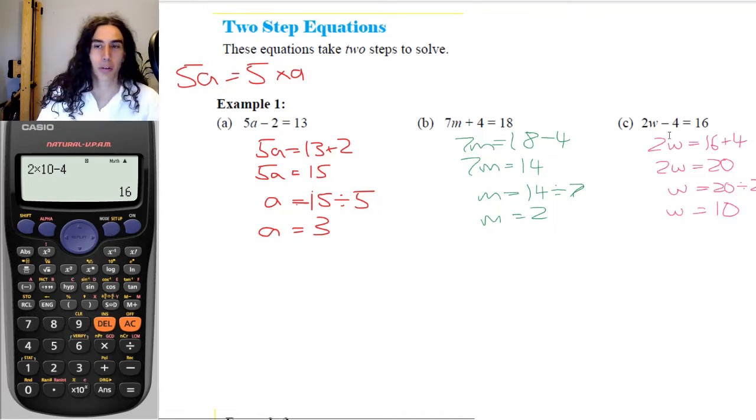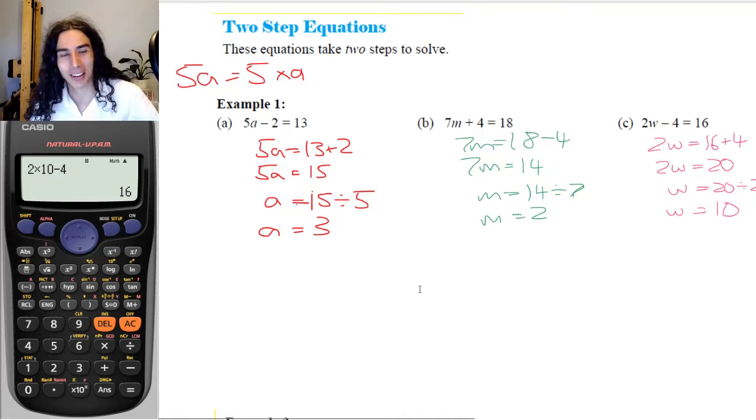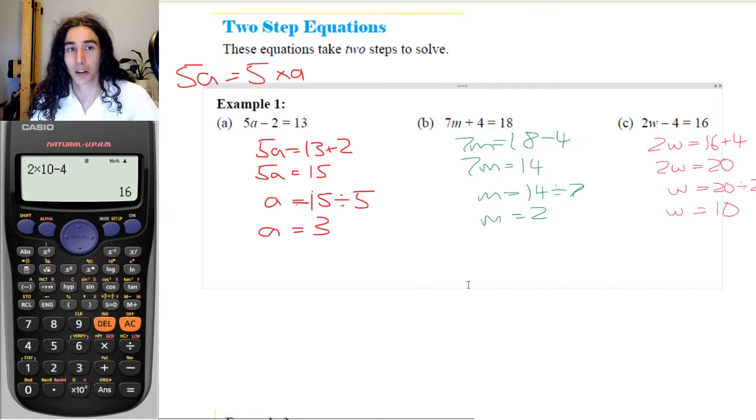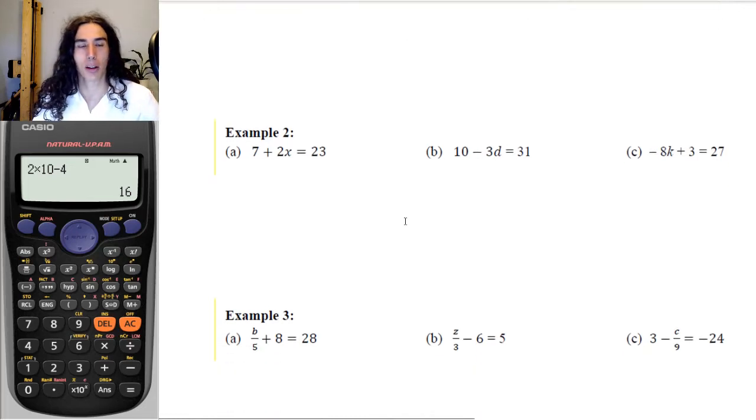We got it right. Yeah, you got a 16. From there, I thought we got it wrong. I'm going to scroll down. Right, so 3 more examples here. Same thing. Take it to the other side, do the opposite.